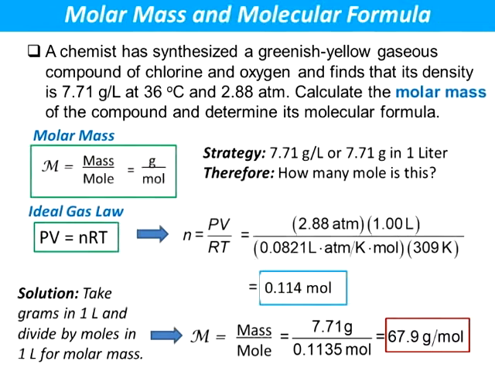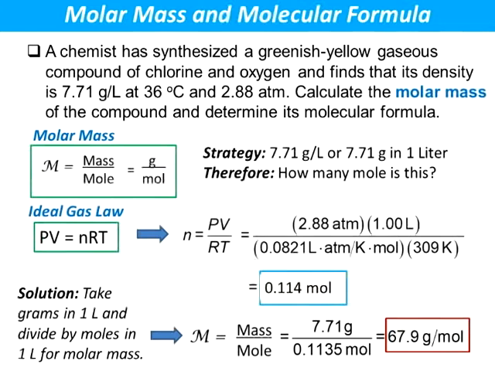An alternative would be to use the fundamental definition of molar mass, which is mass per mole, or grams per mole. And in this case, our strategy would be to consider that 7.71 grams per liter is the same as saying I have 7.71 grams in 1 liter. And my question is, how many moles would be in that 1 liter that contains 7.71 grams?